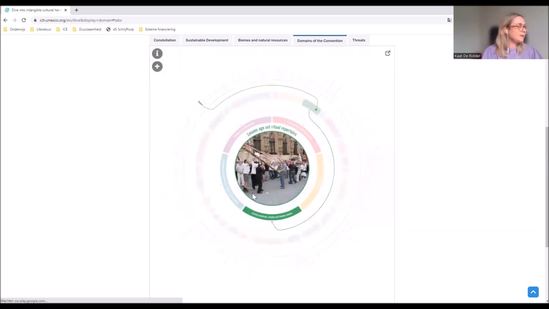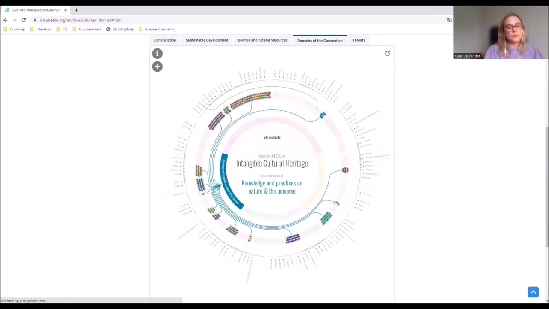The fourth domain of intangible cultural heritage is the domain of knowledge and practices concerning nature and the universe, and currently counts 245 elements listed. Now, this domain is represented by areas such as traditional ecological wisdom, indigenous knowledge, knowledge about local fauna and flora, traditional healing systems as well.